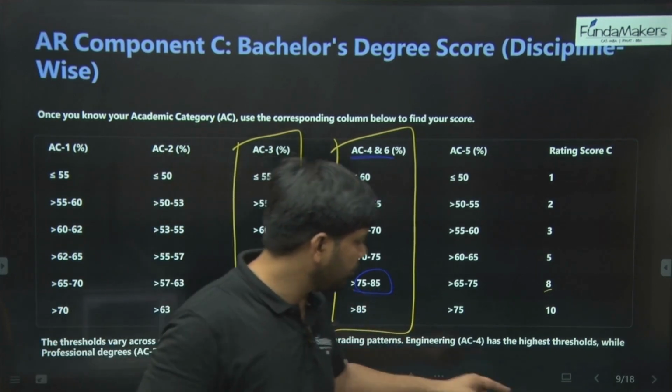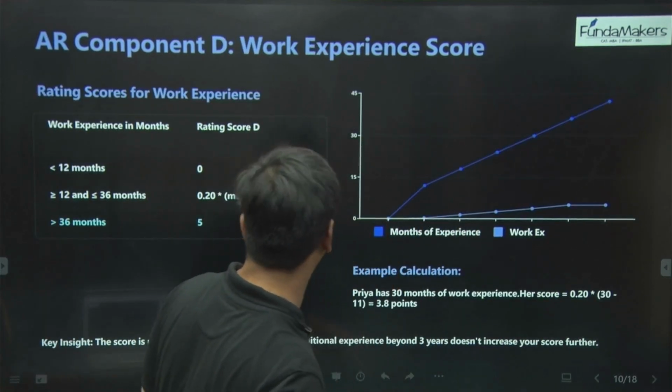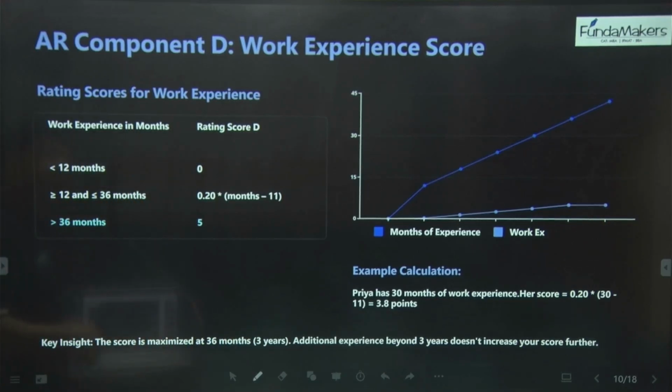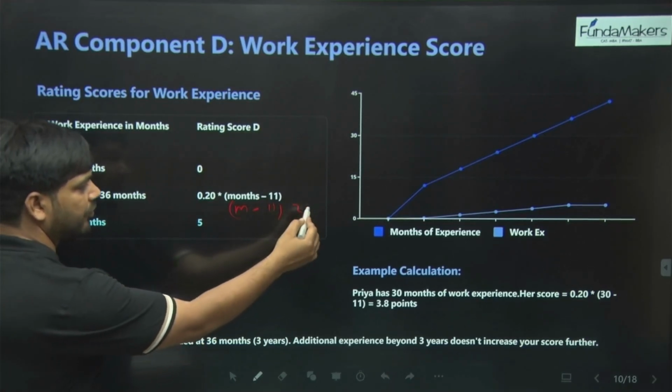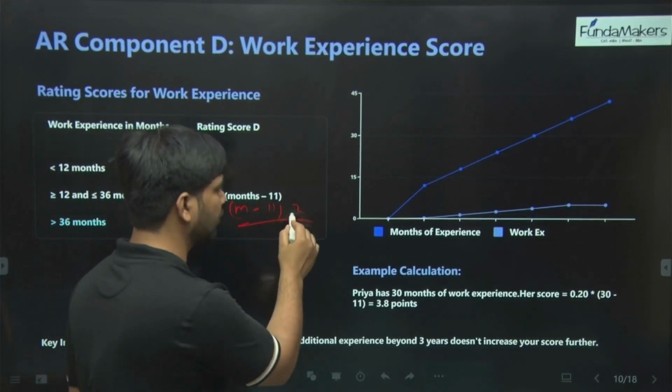So this is how you can calculate your own application rating score. This is what your work ex is, as I told you: number of months minus 11 into 0.2. This is how you calculate.